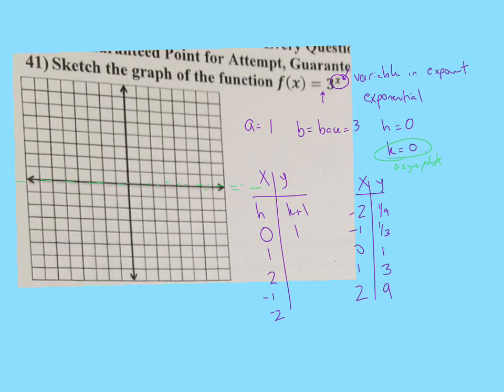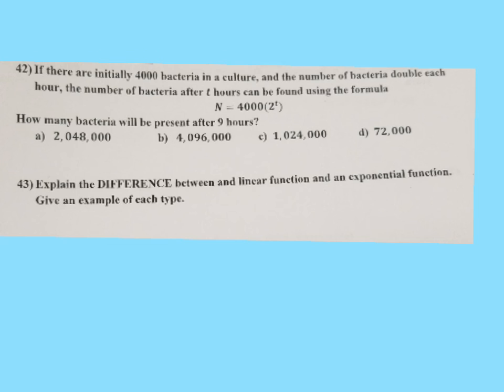So now I'm just going to graph my points. 0, 1, dot, remember that's my starting point. 1, 3, dot, 2, 9, dot, negative 1, 1/3, negative 2, 1/9. Remember, it's never going to touch that line. And it gets really big really fast. It goes to the left forever, to the right forever. That's it, done.